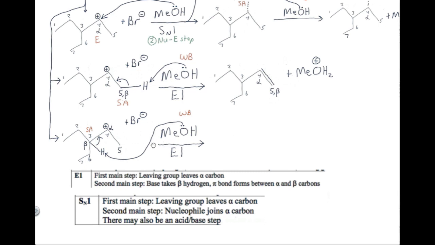So I've drawn the arrows to show the base taking the beta hydrogen and the pi bond forming between alpha and beta carbons. Again, the base donates electrons to take the beta hydrogen. So now carbon 3 is acting as this strong acid because it's carbon 3 that's giving up its proton. Now we draw the products.